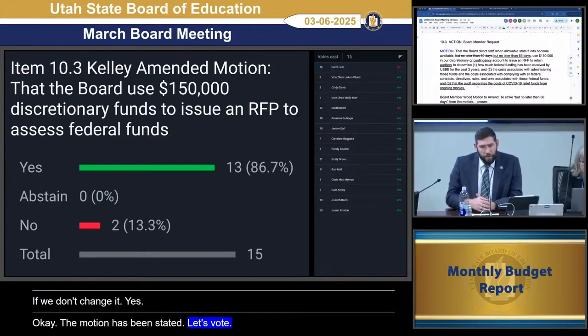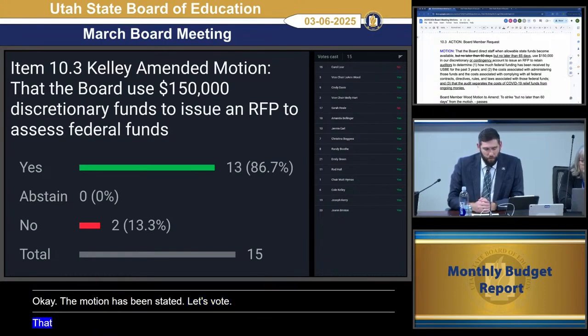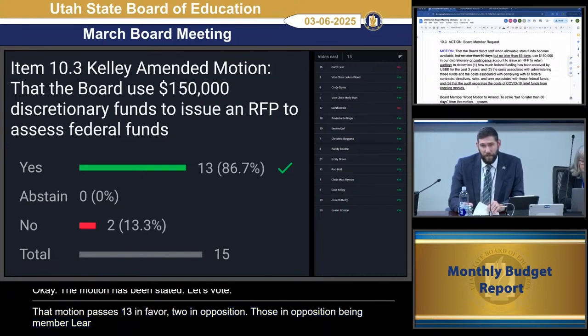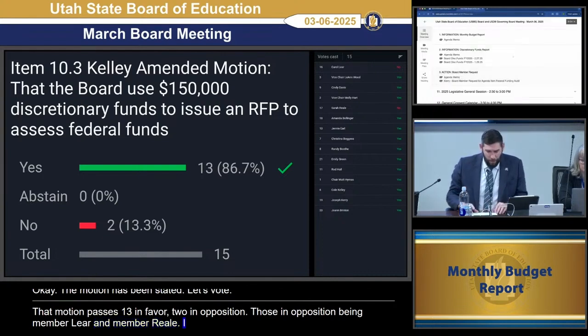That motion passes 13 in favor, 2 in opposition, those in opposition being Member Lear and Member Reel. And I believe that closes out agenda item number 10. Is that right? That's all the action items. Scott, anything else? Okay. Board members, here's where we are.